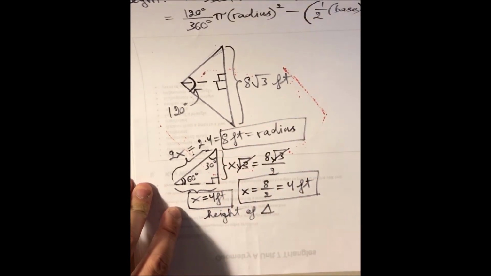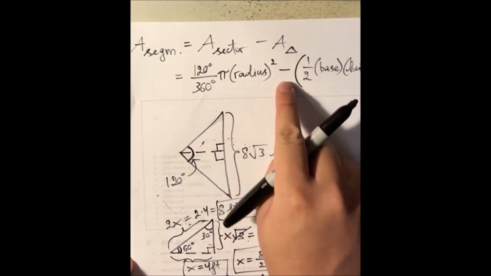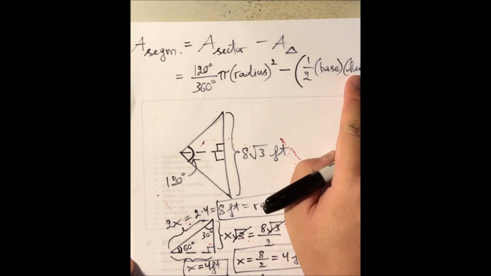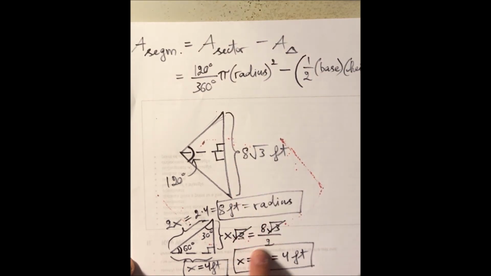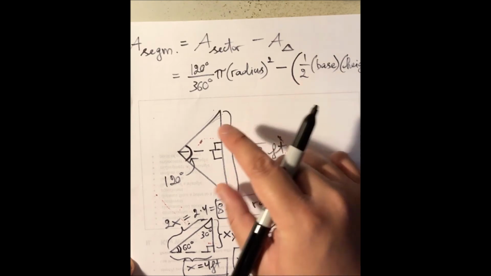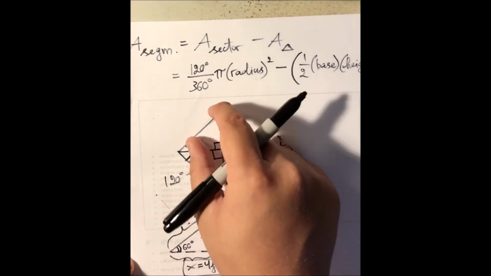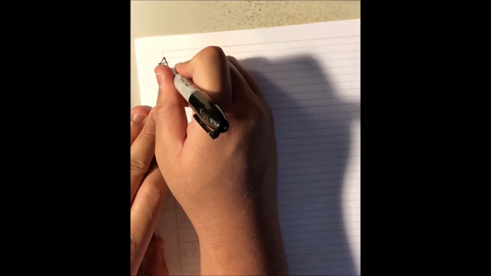Now with the base and the height of the triangle known, and the radius known, all we have to do is replace all of the things that we found with their respective values. So replace the radius with 8, replace the height with 4, and replace the base with 8 square root of 3. Not 4 square root of 3, because when we talk about the base of a triangle, we talk about the base of the entire triangle here, not just this top half that we selected from the entire triangle.